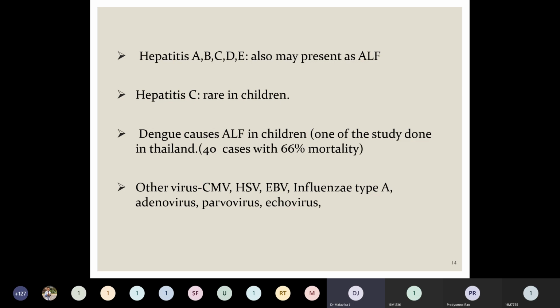Next, the commonest are hepatitis A, B, C, D, and E, which may also present as acute liver failure. Hepatitis C is rare in children. One of the most important causes now occurring is dengue, which is causing acute liver failure in children. One study done in Thailand, a study of 40 cases, showed 66% mortality, which is high. Other viruses include cytomegalovirus, herpes simplex virus, Epstein-Barr virus, influenza type A, adenovirus, parvovirus, and echovirus.